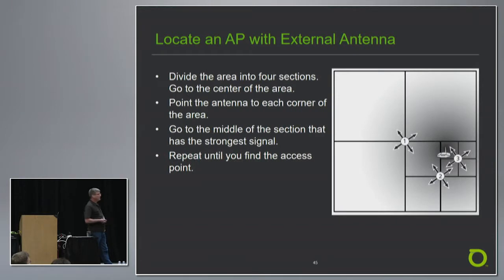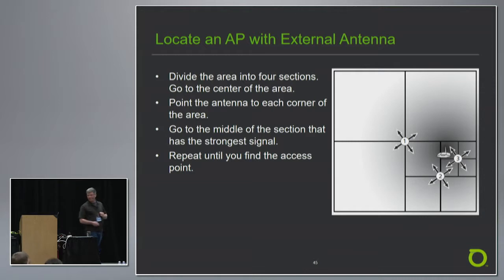If you're using the external antenna, that little flag antenna that plugs into the SMA port on the side, it's almost the opposite sort of technique. What you want to do with that is go right to the center of the area that you're looking at and point that external flag antenna in each direction. Whatever gives you the strongest signal measurement, repeat that for the smaller quadrant. Go to the center there, point it, and do this again in an iterative process.